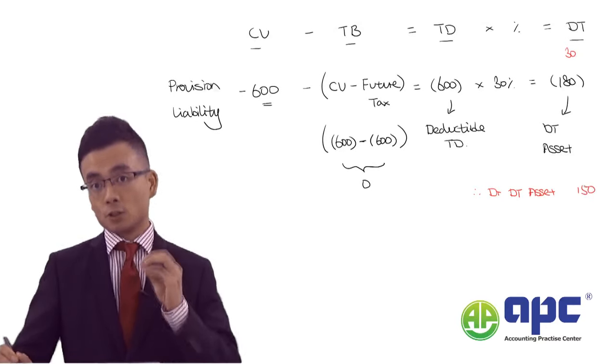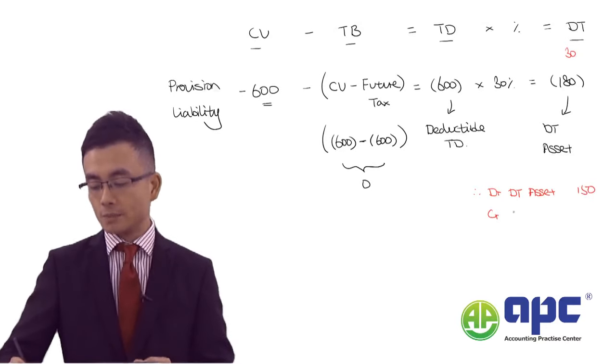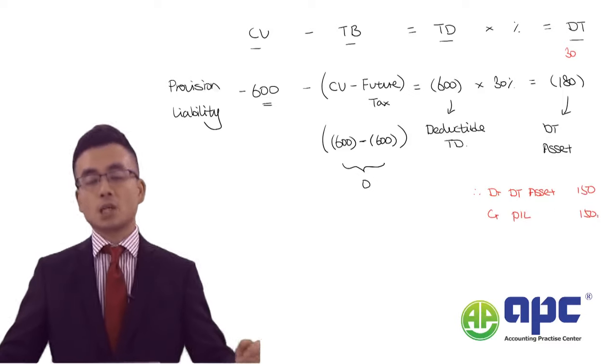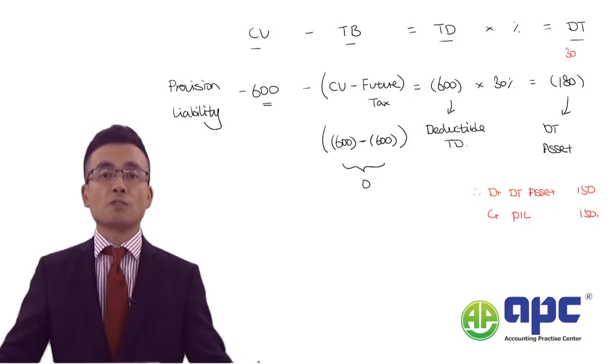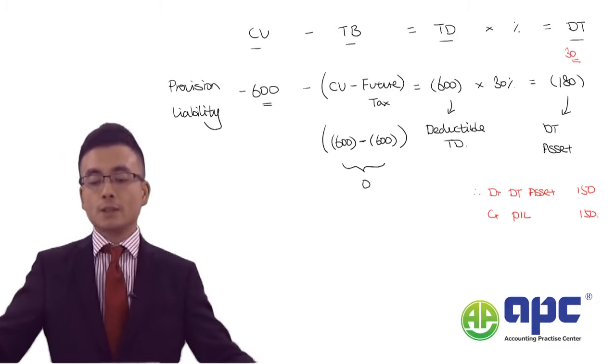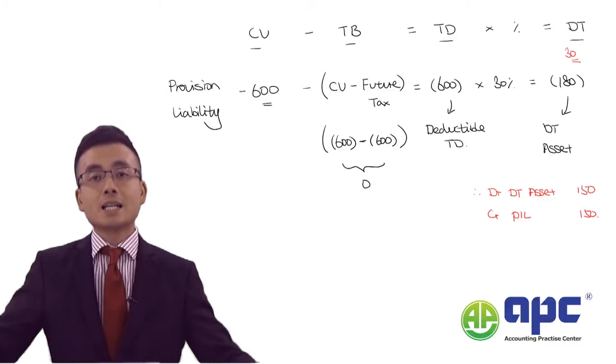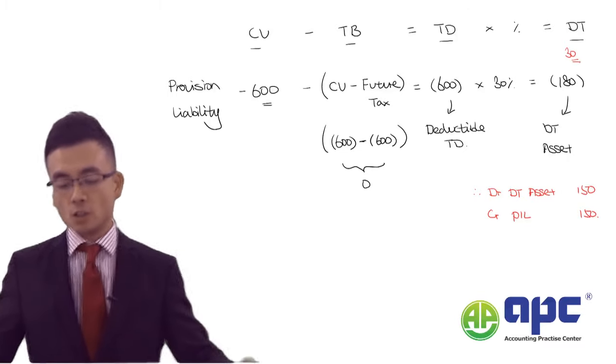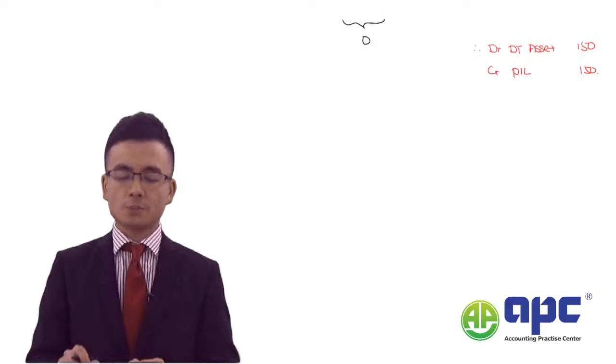We only account for the changes, and we credit the income tax expense or credit P&L to bring the income tax expense down by 150 here, because we assume that deferred tax asset originally was $30. Now, let's prove it.